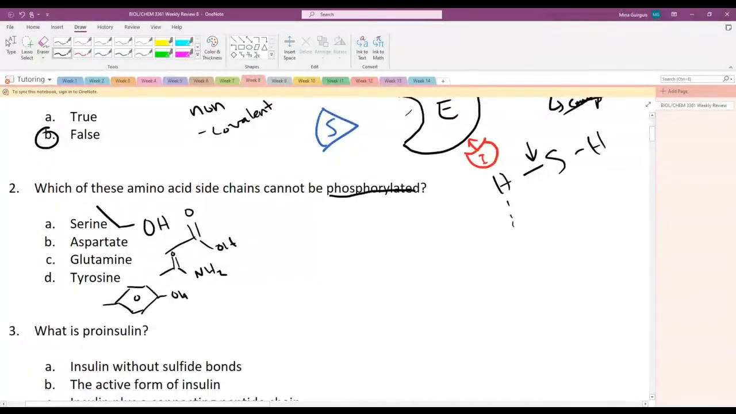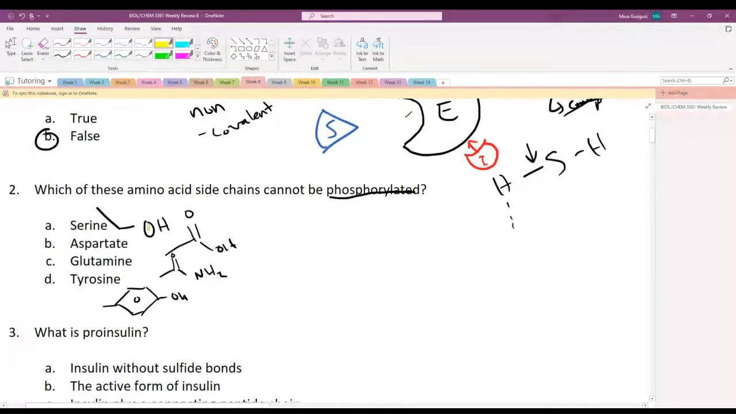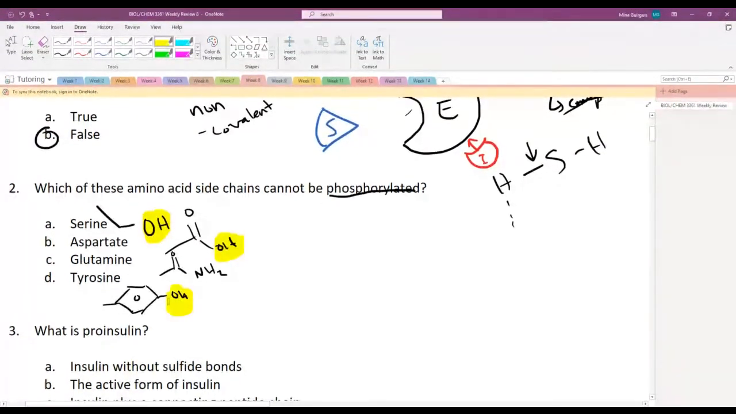Okay, so there's one thing I want to point out. What do they have in common? And this is something I always suggest. If you're not sure, what do they have in common?